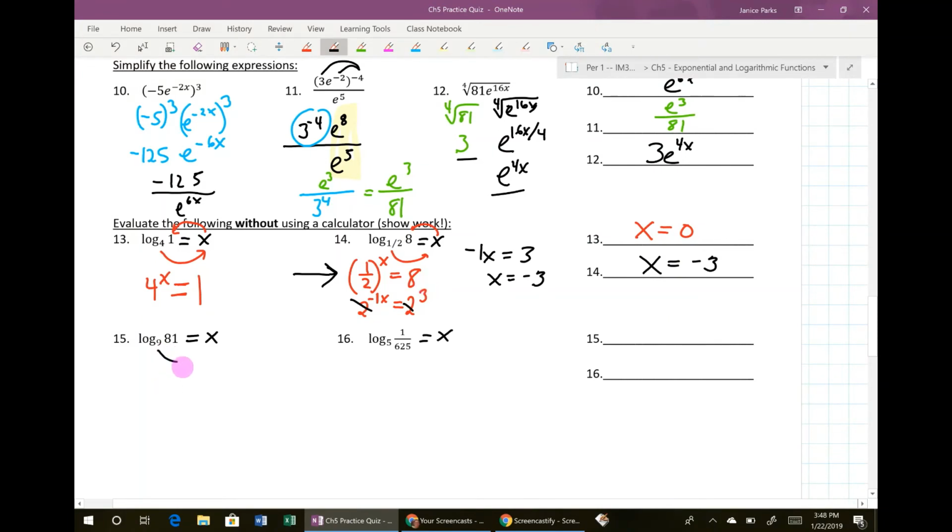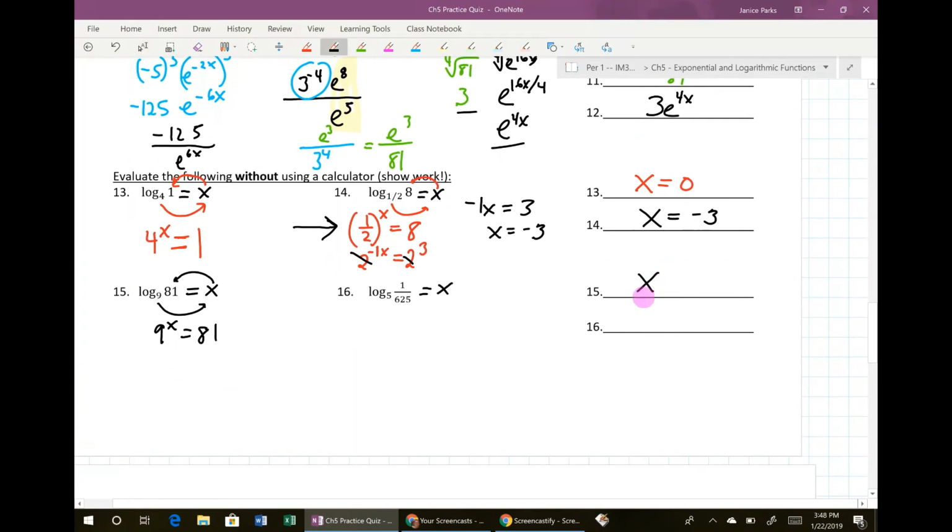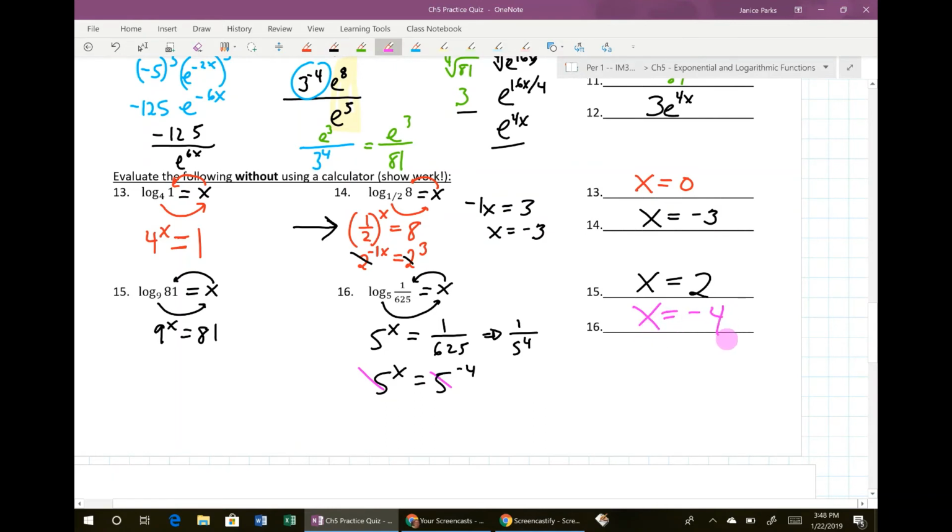For number 15, 9 to the x is equal to 81. You should all know that that answer will be a 2. And then for number 16, 5 to the x is equal to 1 over 625. 625 is 5 to the 4th, which is 5 to the negative 4 if you want to write it as just a 5. So x is equal to negative 4.